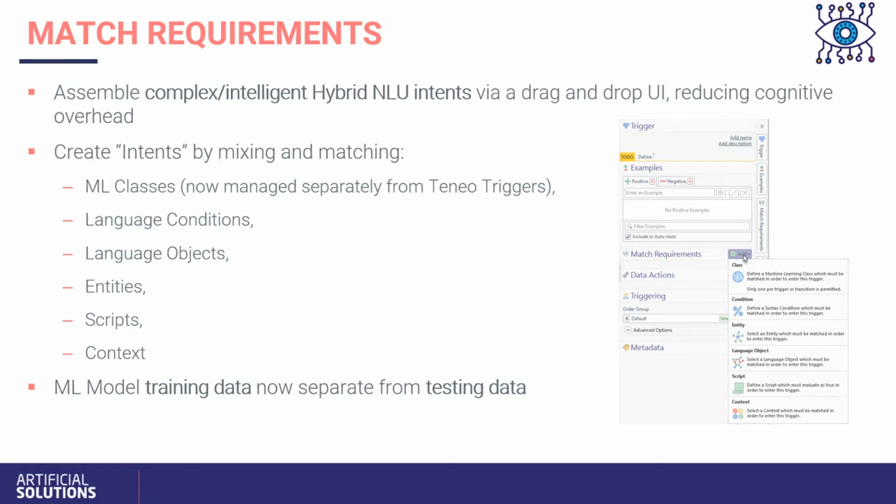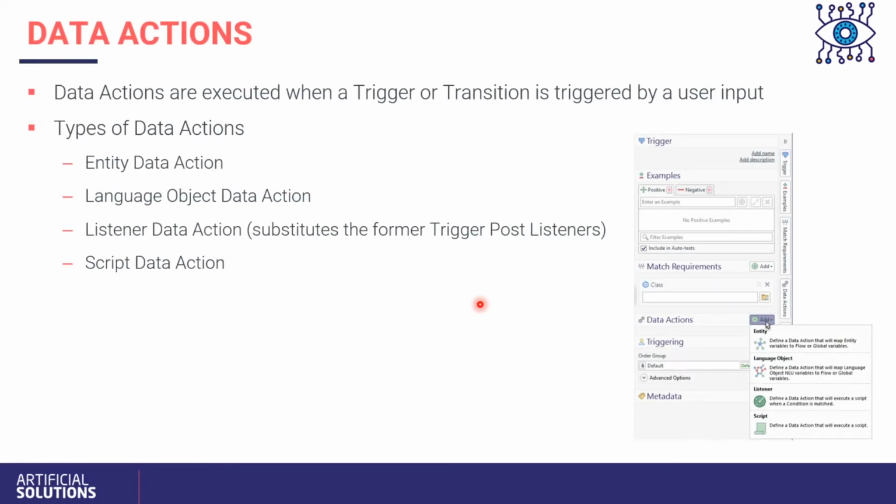Then the next new concept that we're introducing is called data actions. Data actions also sit on triggers and transitions, the same as match requirements. Data actions are a way of extracting data or doing some sort of action based on what is going on in the conversation at that particular moment. As you can see here, you can have them of different kinds. It can be based on different conditions, let's call them that.